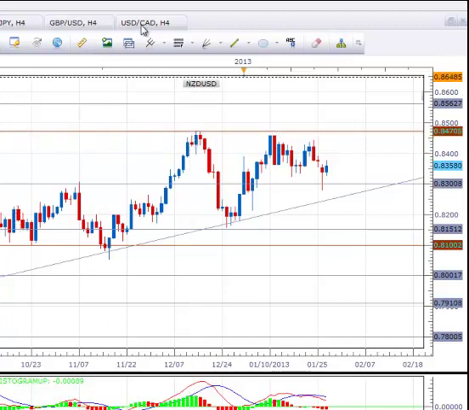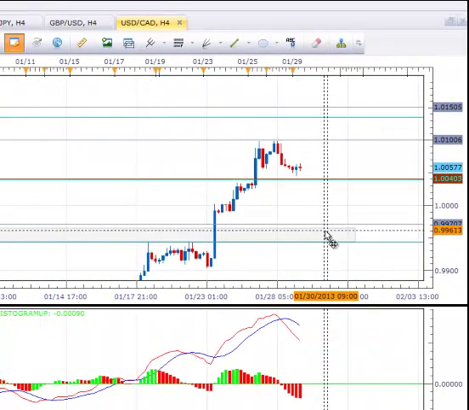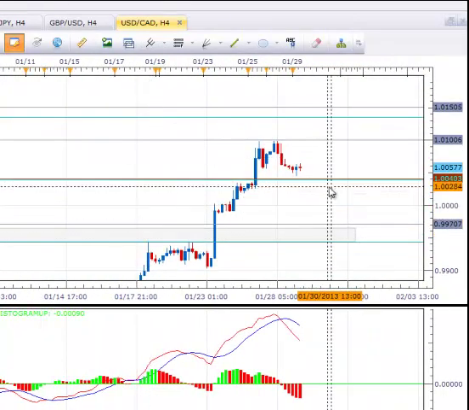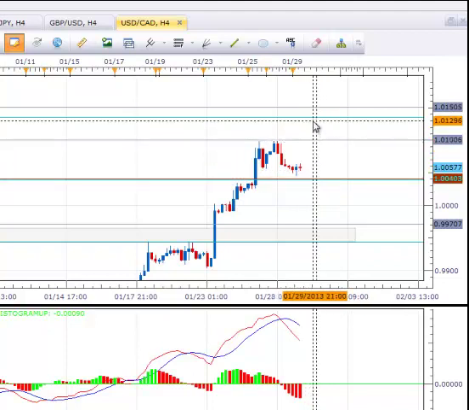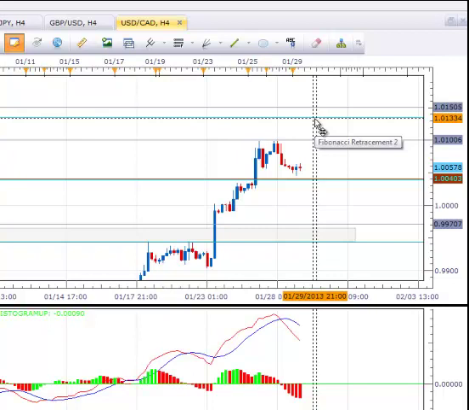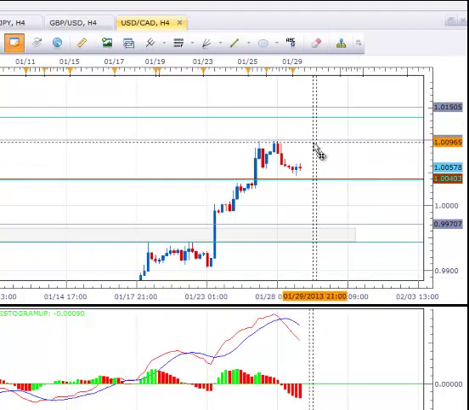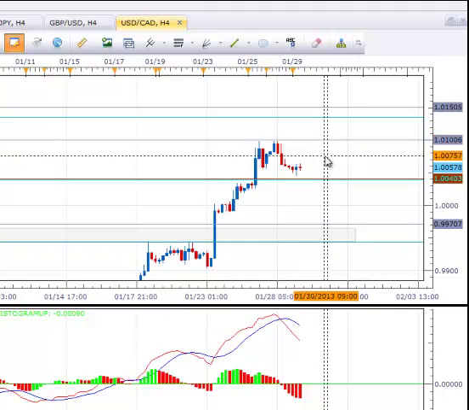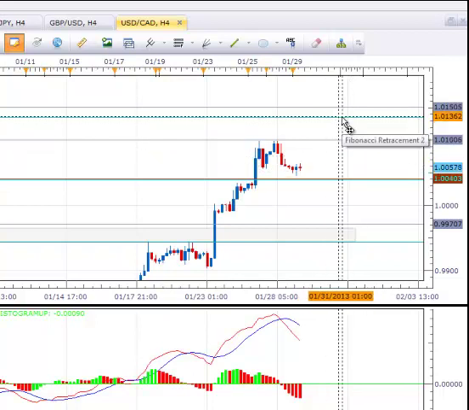Let's look at the CAD. The CAD hasn't had much momo after breaking 100.40. I still expect the pair, if it can break above 101, to fully extend up to 101.40. But right now, let's just say the new range is between 101 and 100.40, and we know this pair could remain there for weeks. So we'll look for a break. If we get above 101, probably look for a push up to 101.40.